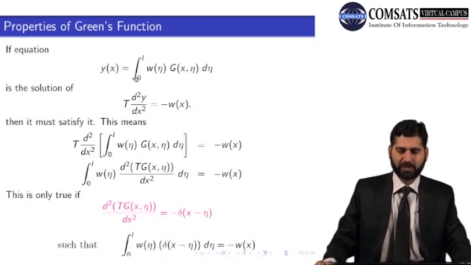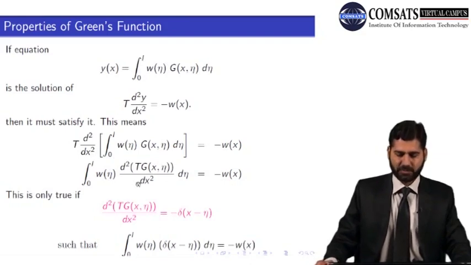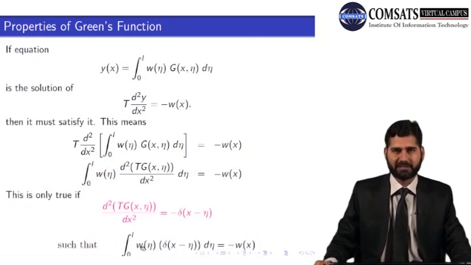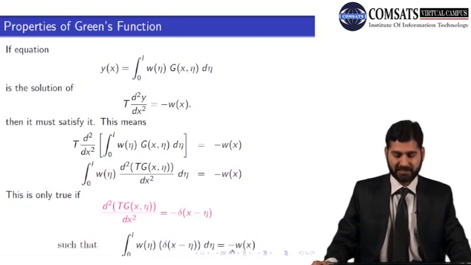Alright, so if this is a solution of this equation, this y must satisfy this equation. So if I replace this y by this integral and bring this derivative inside, I'll get this. And from here we stated that this expression, d square Tg by dx square, should be equal to the delta function, so that the integral with the w eta gives you w x. Right? This was the property of the delta function, which is stated at the end of this slide: the integral of w eta delta x minus eta d eta will give you w x.